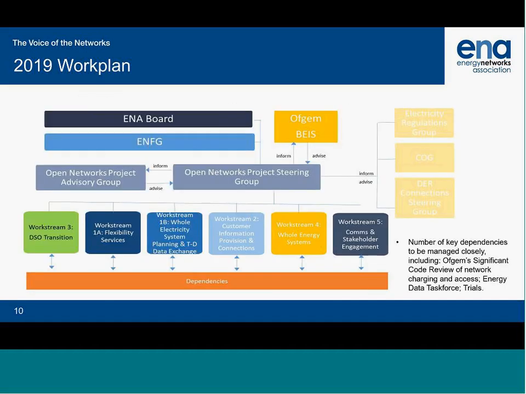The governance model is very similar to last year. We've got more work streams along the bottom, as we will see. And we have a much stronger definition of our dependencies out from those work streams. So we've actually highlighted a number of key initiatives that we have dedicated resource monitoring and providing input, particularly around some of the trials, the significant code review, and the energy data task force. So we've identified some of those key dependencies and allocated specific resource to make sure that we are monitoring and providing input and output.